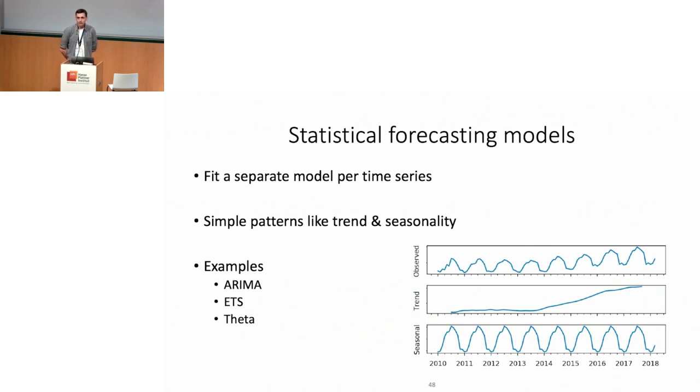Some examples of these models are ARIMA, ETS, also known as exponential smoothing, or Theta. And another key feature of these models is that they are so-called local models, which means that we fit a single model for each individual time series in the data set.